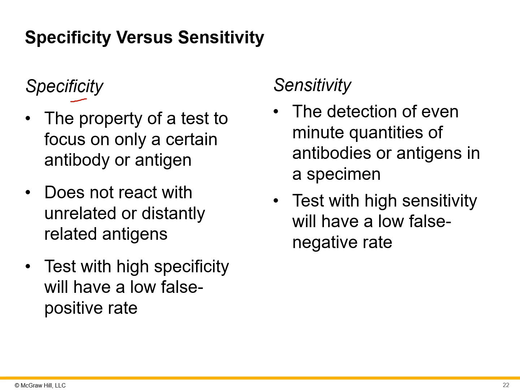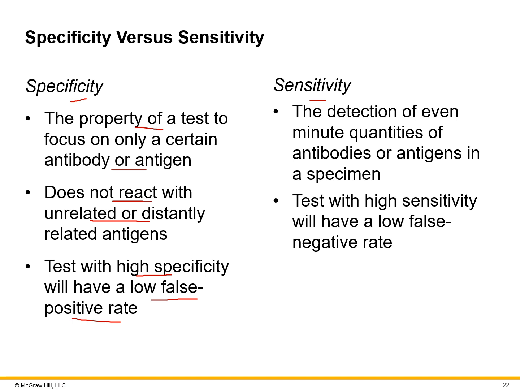Now, the terms specificity and sensitivity we've had before, but we're coming back to these two terms. So again, these go back to the false positives and false negatives. So specificity is the property that focuses on a certain antibody or antigen. It doesn't react with unrelated or distantly related antigens. So tests that have high specificity have a low false positive rate. If they're not as specific, though, then they can have high false positives where it looks like there's a reaction, but really it's not because it's not specific enough.